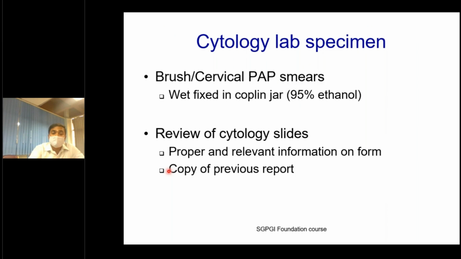For cytology specimens, especially pap smears, they are sent in a coupling jar with 95% ethanol. For reviewing of slides, the relevant information needs to be mentioned in the form, along with a copy of the previous report if available.